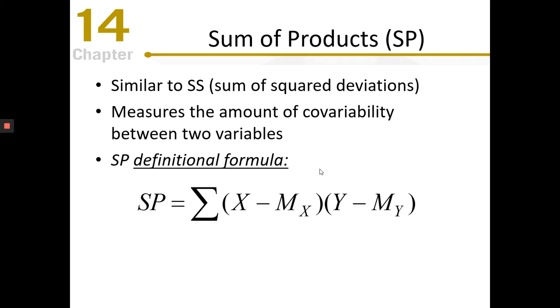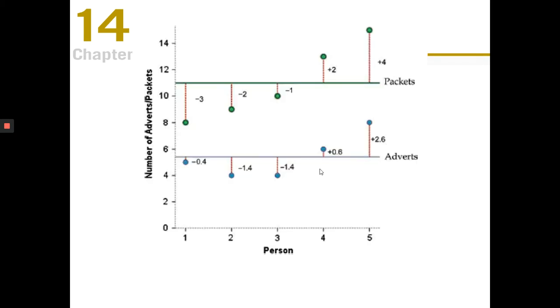So anyway, this is the formula. We'll understand this better with data. This is the definitional formula. The definitional formula is just what we had in the graph. How far is each person varying from the average of x, the average of y? That's the definition.